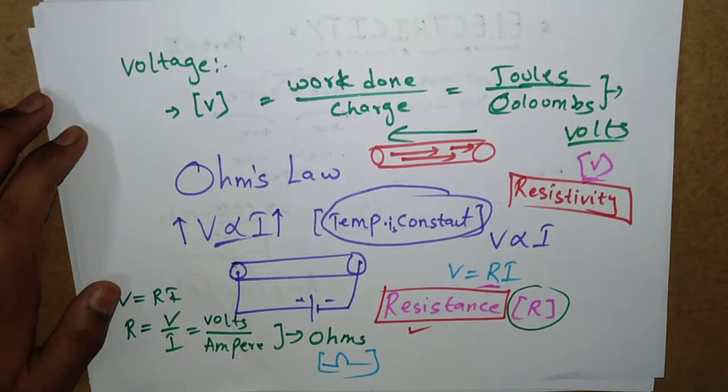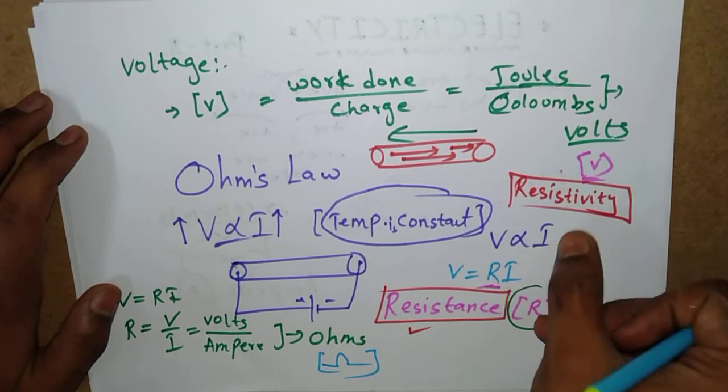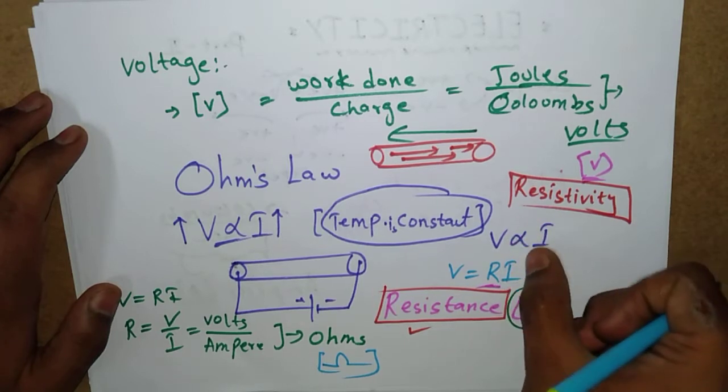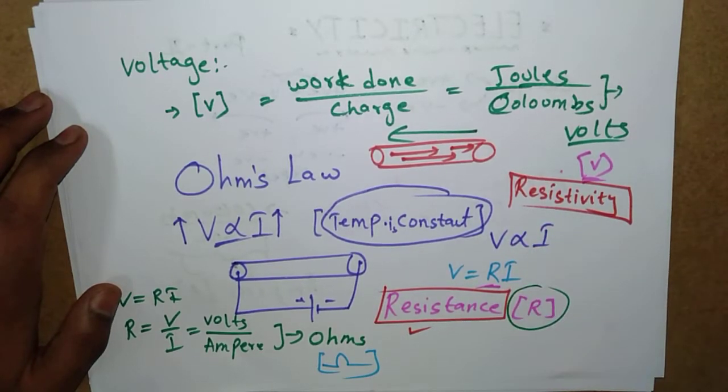So Ohm's law is nothing but the potential difference or voltage is directly proportional to the current when the temperature is constant. V is directly proportional to I, then I am removing the proportionality sign, then a constant will be added, and that constant is nothing but R, which is resistance, and resistance is the obstruction to the flow of current. Every material have some amount of resistance, and it is denoted by the letter R.